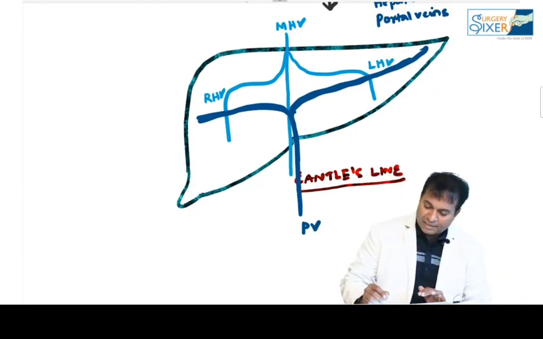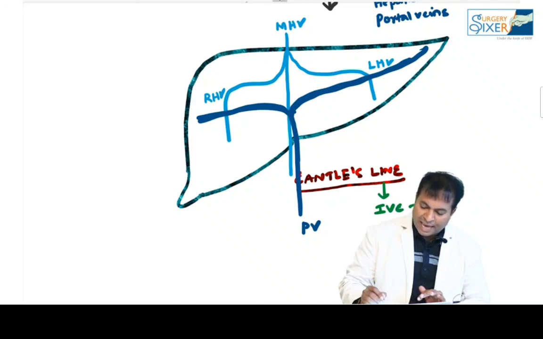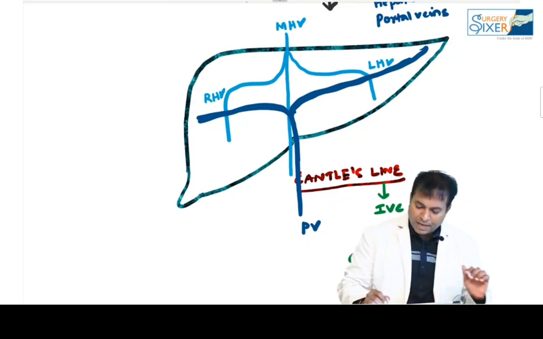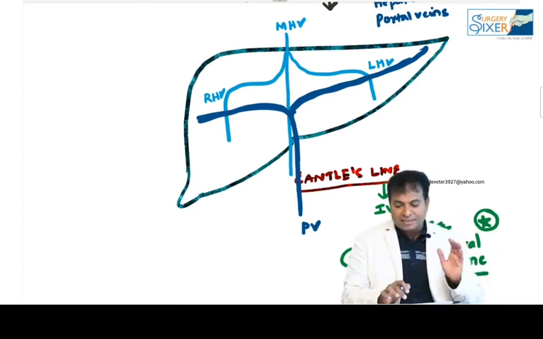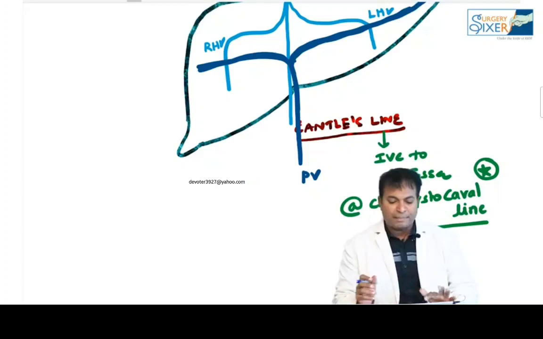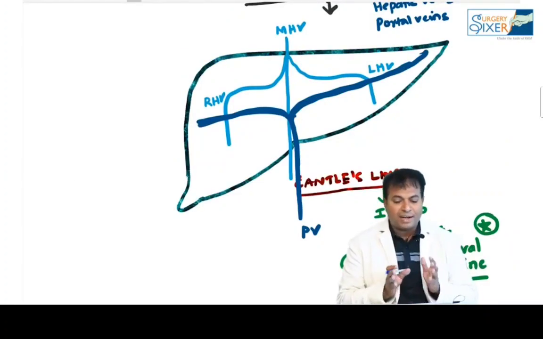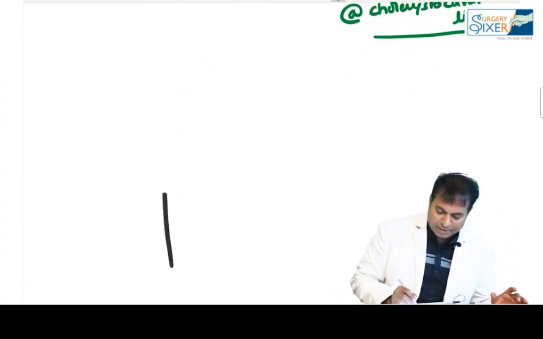Cantlie's line is a line running from the IVC to the gallbladder fossa. It is also known as the cholecystocaval line because it runs from the gallbladder to the IVC. Please don't forget this MCQ. So Cantlie's line is nothing but the cholecystocaval line. Now I hope you understand how the segments are divided. Now I am going to make the picture in a different way for understanding purposes.